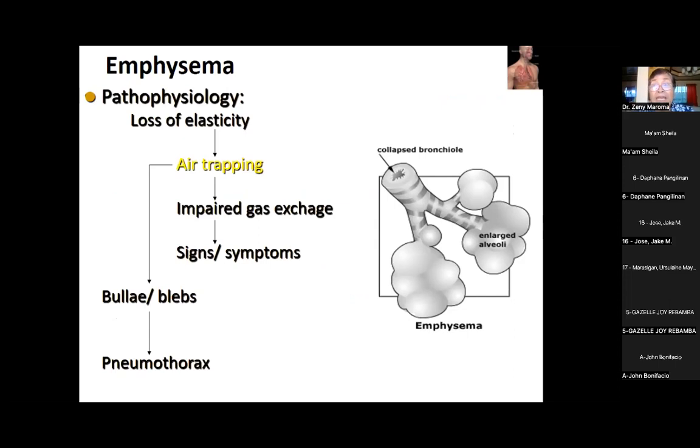There's loss of elasticity. Air is trapped. Kaya abnormally inflated and distended. Na pag yan ay pumutok, air will accumulate in between alveoli, and that is called bullae or blebs. Tapos pupunta sa pleural cavity. So that's the cause of spontaneous pneumothorax.